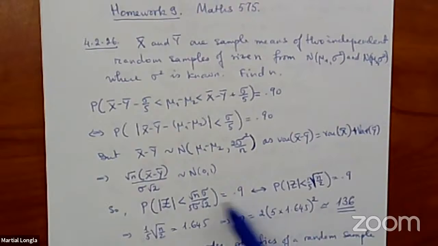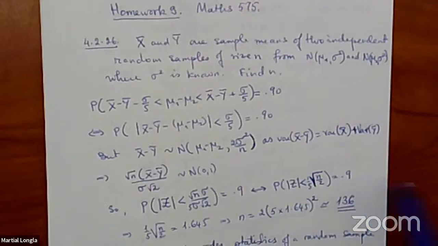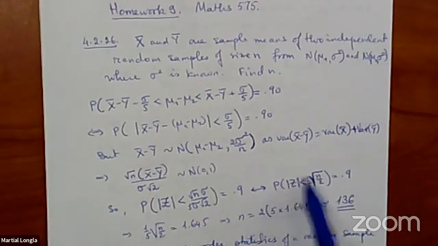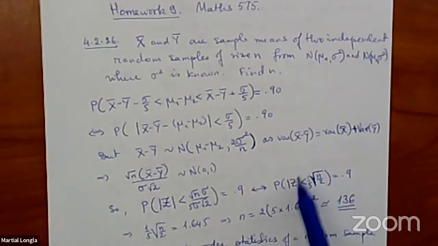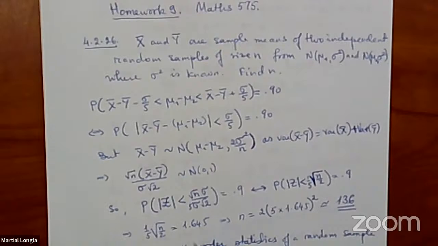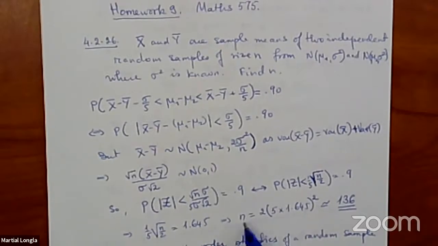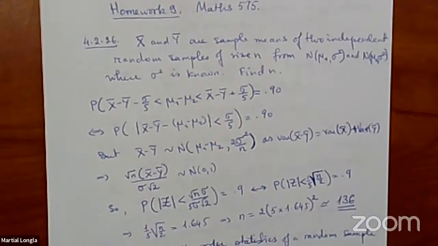And so we want this probability to equal 0.9, and that leads us to the number that is here, equal to 1.645, using the z table. And therefore, you solve for n by squaring and multiplying by 2. Because of that, you get approximately 136 for n.